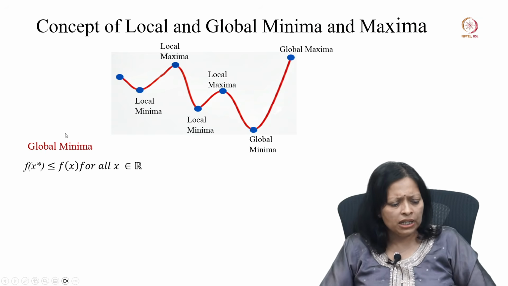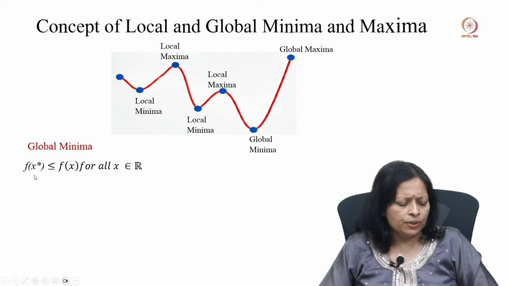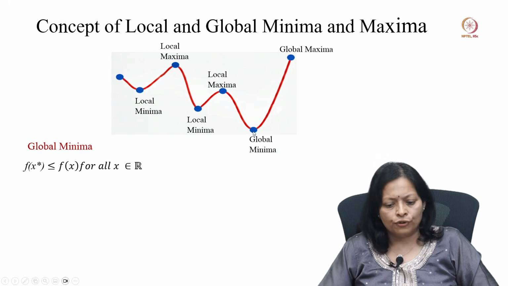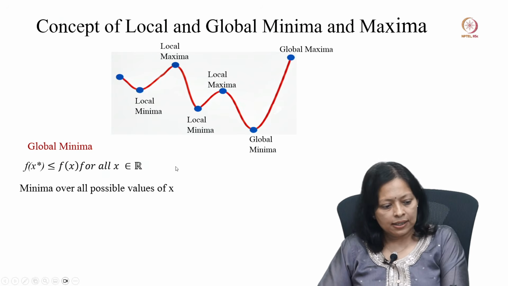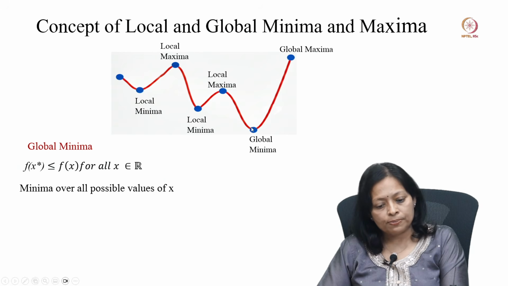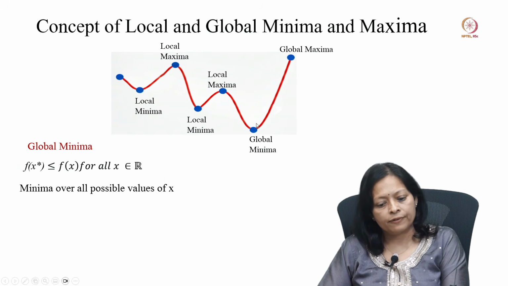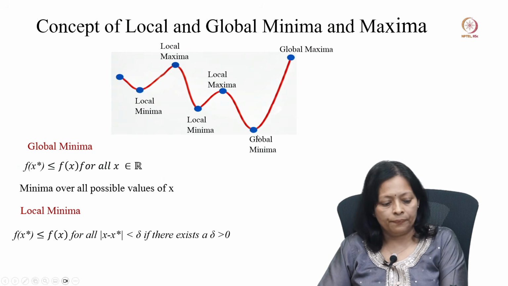For global minima, how can we write it mathematically? If x star is your point of global minima, then f of x star is less than f of x for all x belonging to R. So, it is the minimum over all possible values of x; your f of x star is the minimum.